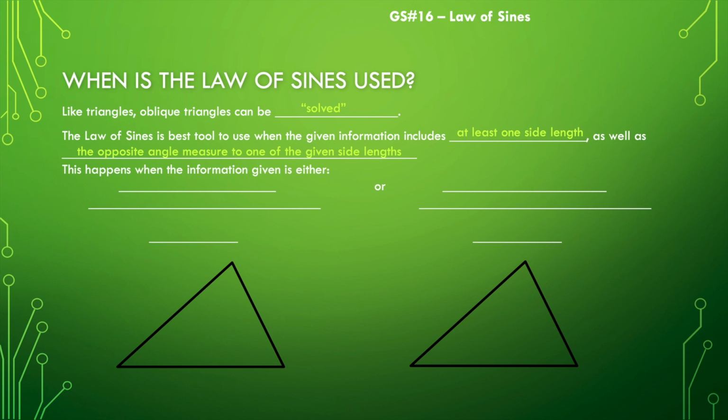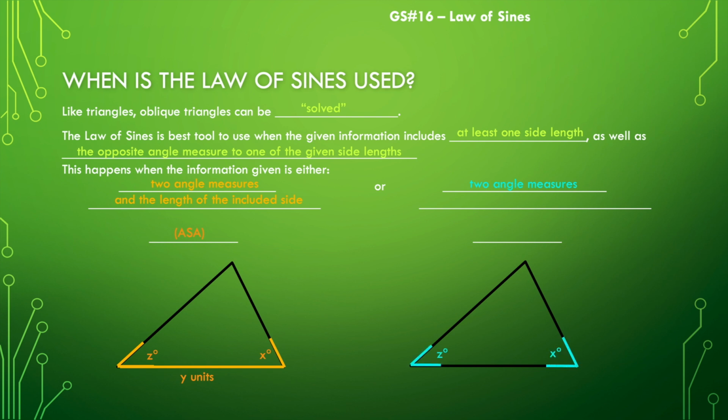Two of the cases where this happens: when I have two angle measures, like z degrees and x degrees, and the length of the included side, that's an angle-side-angle case. Or I've got two angle measures, angle z and angle x again, and the length of a non-included side. If this side is the included side, then the non-included side could either be this side or that side. In either case, this is considered an angle-angle-side triangle.